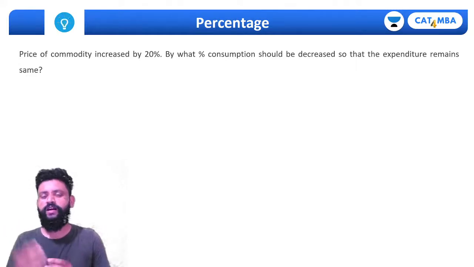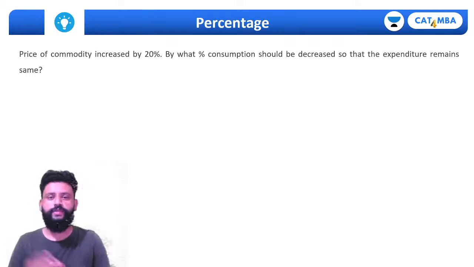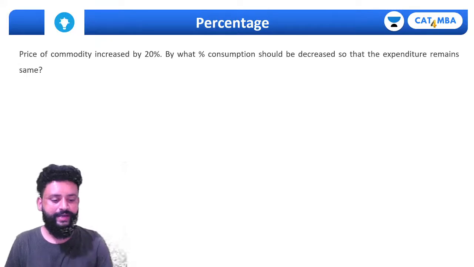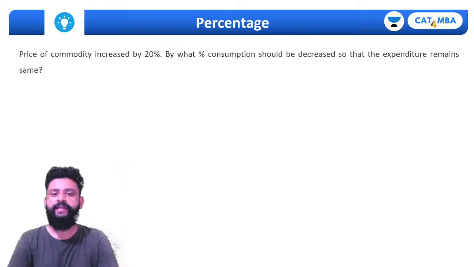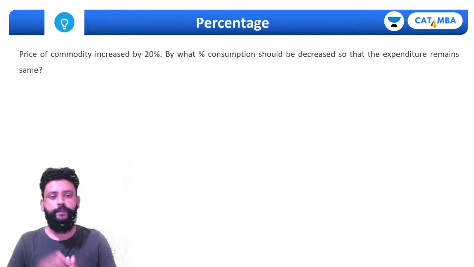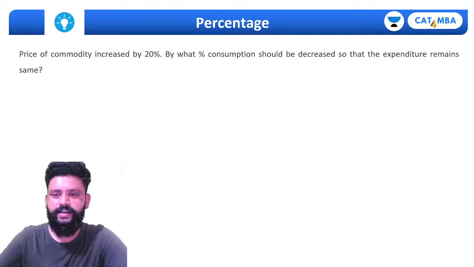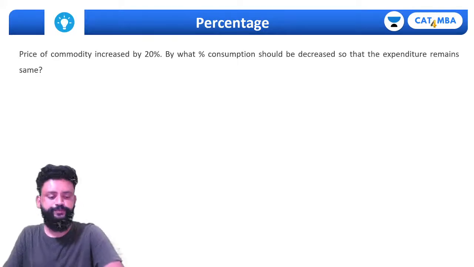Do not just look at the shortcut. I told you the shortcut, you memorized it, that won't work. How many shortcuts will you memorize like that? You need to understand how that shortcut is built. So you need to understand the concept. Okay, so let's understand how to solve this type of question. The price of a commodity is increased by 20%, so by what percent should we decrease consumption so that our expenditure remains the same?